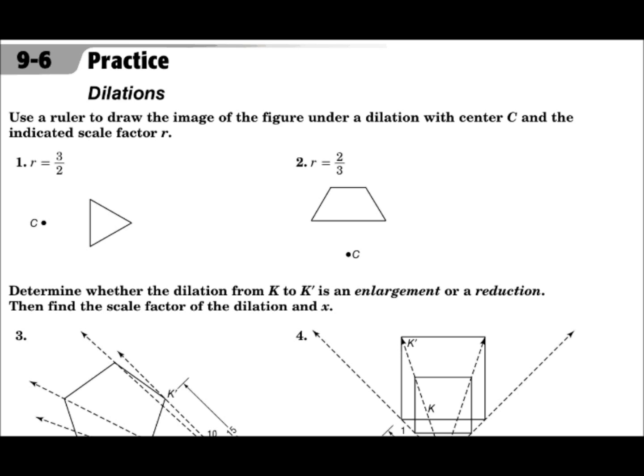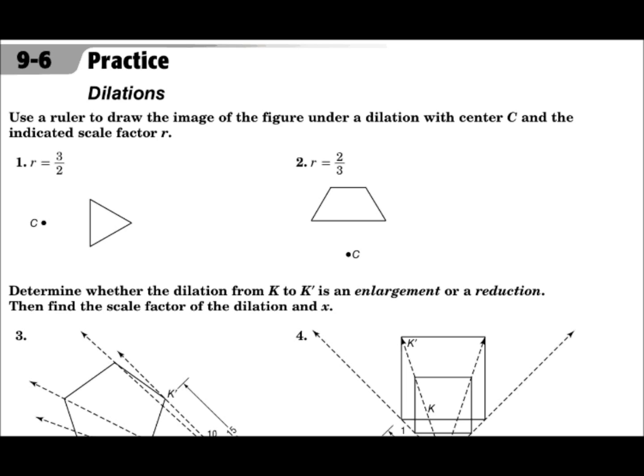The dilation will either get smaller and become a reduction, or it will get larger and become an enlargement. And it will do that with respect to center C. You'll see how that works as we go. Oftentimes, in an enlargement, the figure will get larger and it will move away from the center. In a reduction, as it gets smaller, it will move closer to the center.